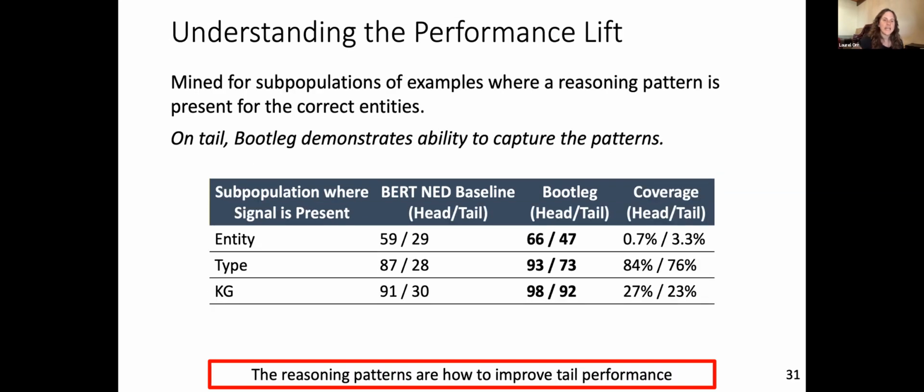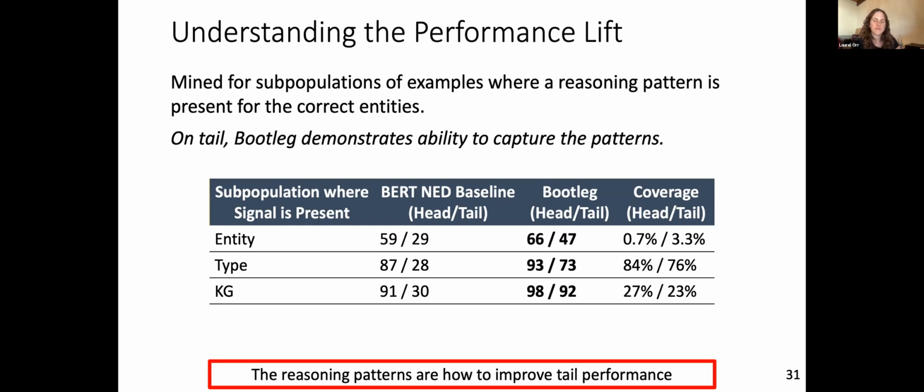Now, to understand our performance lift and where our gains were coming from, we ended up doing a bit of a subpopulation slice-based evaluation. So we mined for different subpopulations in the data where we thought the different reasoning patterns were present. For example, if you had two entities that shared a knowledge graph relationship and they were the correct entities in the sentence, we would put that in our KG subpopulation bucket.